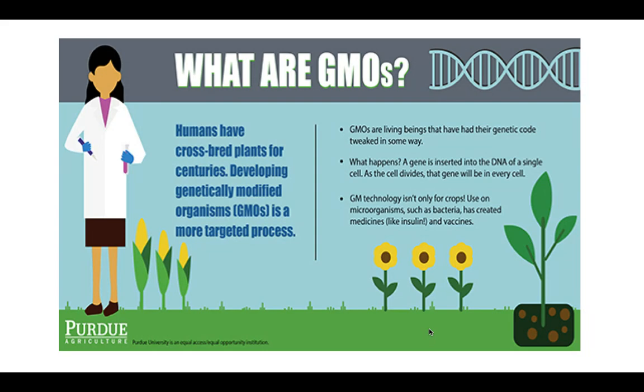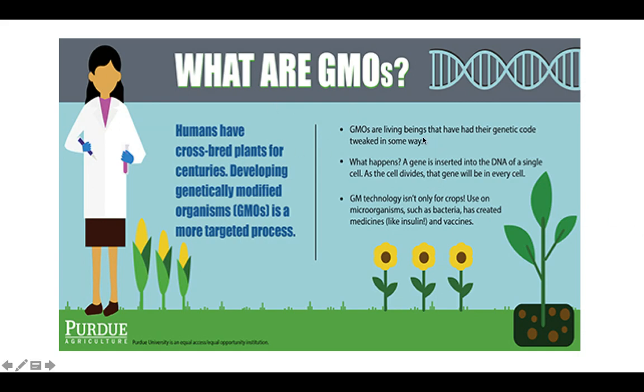So to break it down a little further, obviously humans have been crossbreeding plants for centuries. If you think back to biology, you probably learned about Punnett squares and Gregor Mendel, and he realized that you could make pink flowers if you mix together red and white ones, right? So we've been crossbreeding plants for a long time, but developing genetically modified ones was a way more targeted and more specific process.